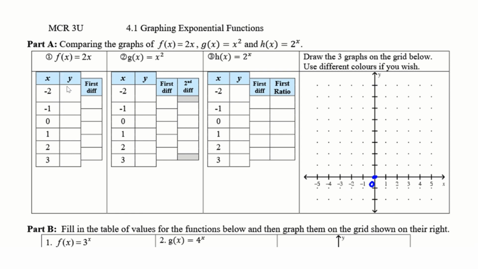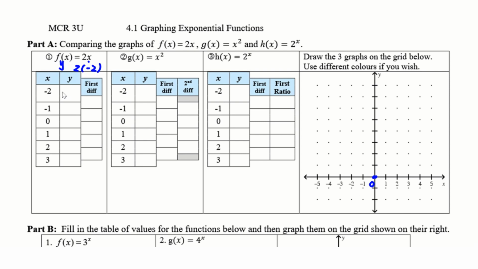For the table of values, how to find the y value is to substitute -2 for x. So the first one is 2 times -2, and this f(x) is equivalent to y, so they are interchangeable. f(x) we call function notation. It's not f times x. The function's name is f, and x is the input.